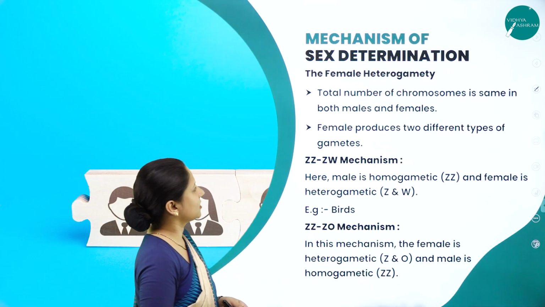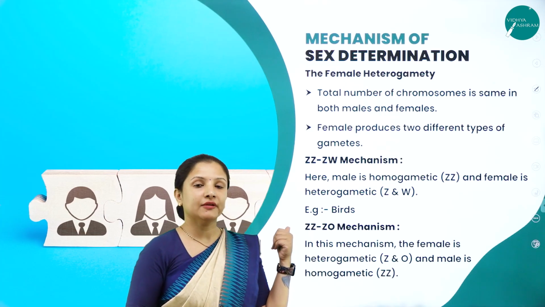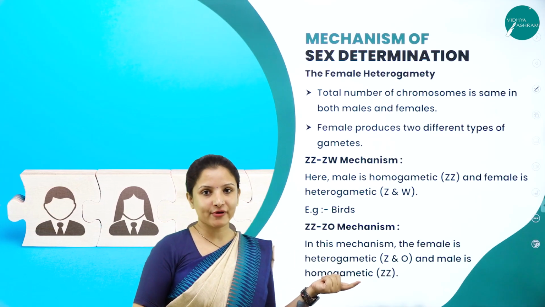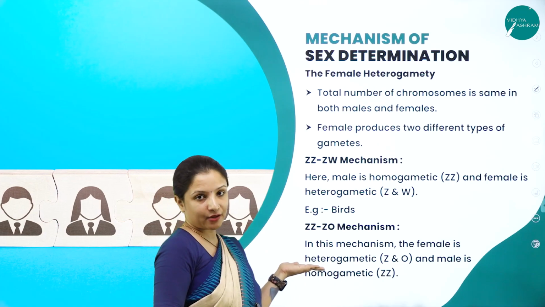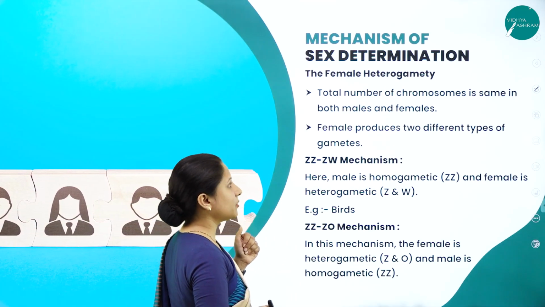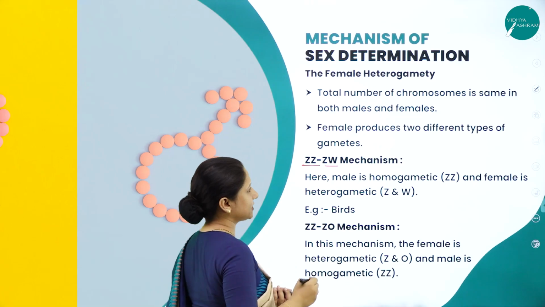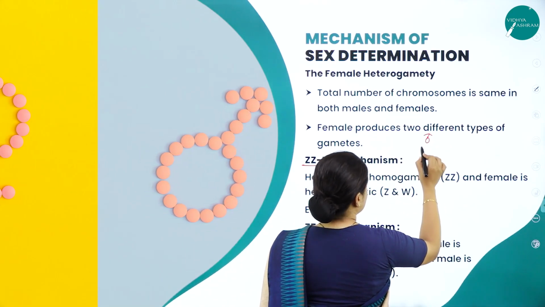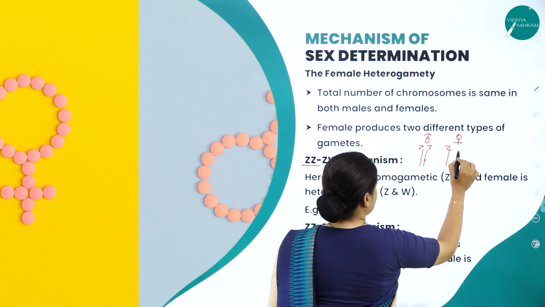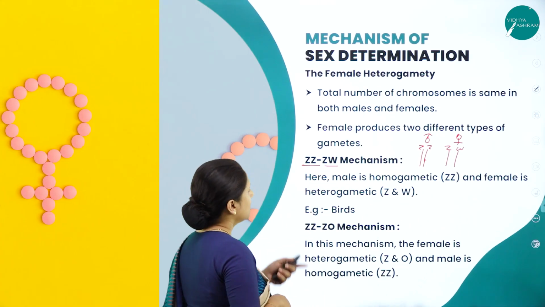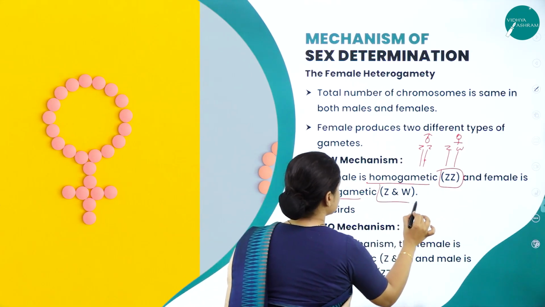Next, mechanism of sex determination, there is one more, that is female heterogamety. So far we had studied females as homogametic, that is in humans, Drosophila, grasshopper and some insects. Now, if females are heterogametic, what will happen? The total number of chromosomes is the same in both the male and the female. Female produces two types of gametes. Male will have ZZ, female will have ZW. Male will have Z chromosomes, homogametic. Female will have Z and W chromosome. This is heterogametic. Now, here male is homogametic, that is ZZ, and female is heterogametic, that is ZW.